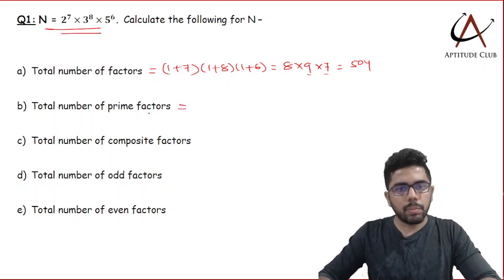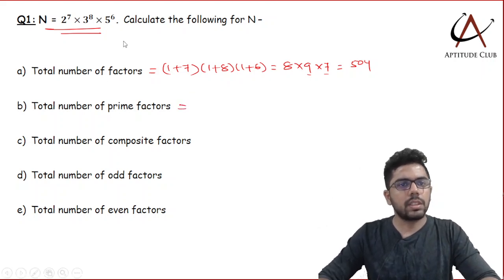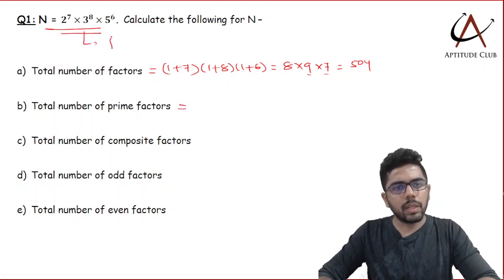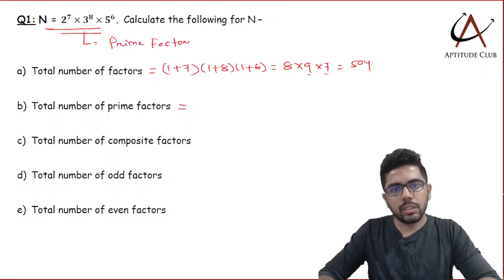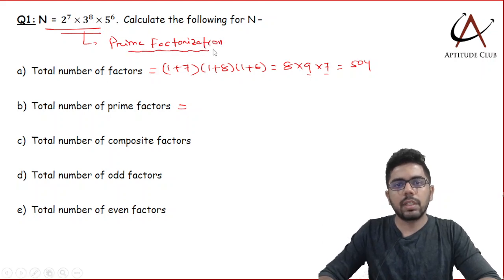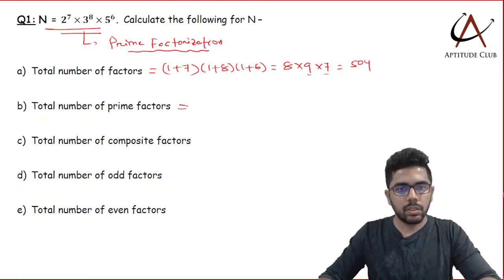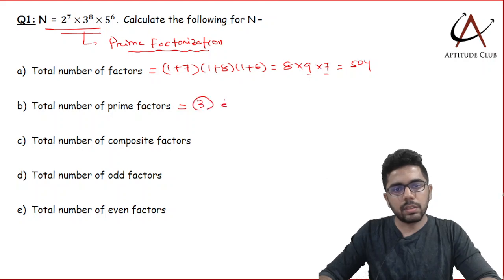What is the total number of prime factors? इसमें कितने prime factors है? तीन ही है, because this is in the prime factorization form. तो जो भी factors तुम्हें यहाँ पे visible है वही तुम्हारे prime factors है. बाकी के rest of the factors are powers of prime factors. So I have only three prime factors: 2, 3 and 5.